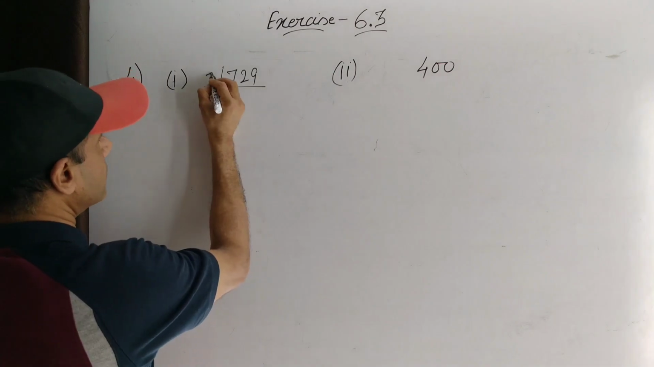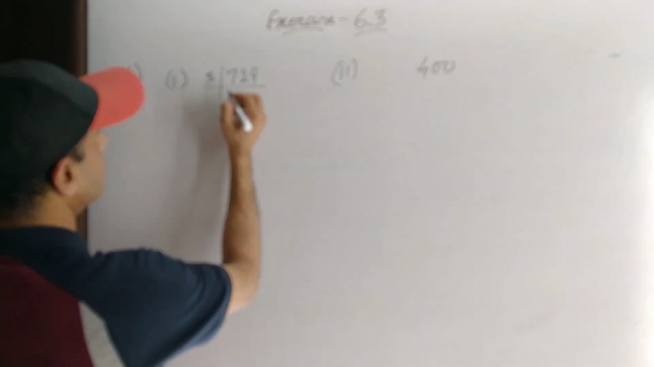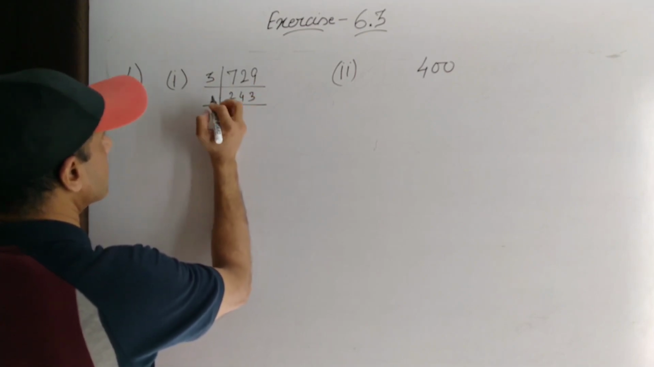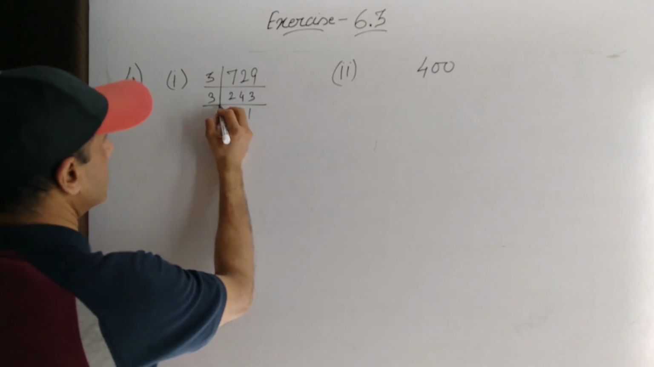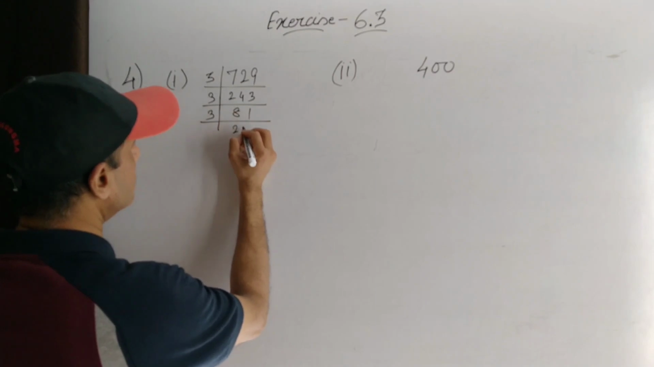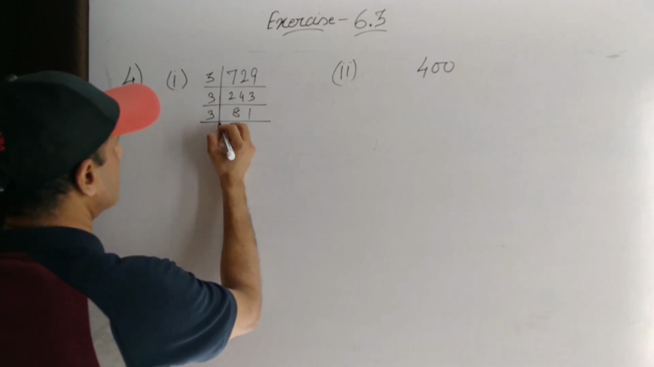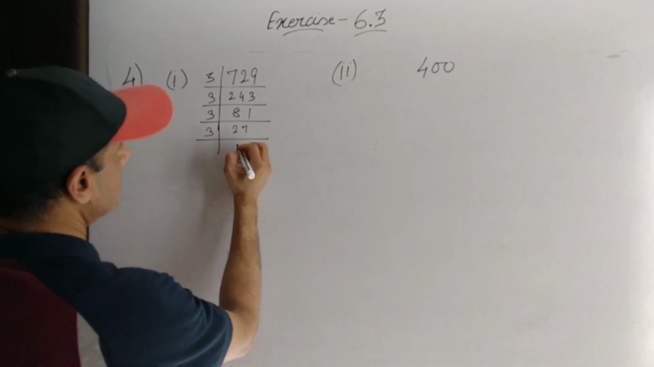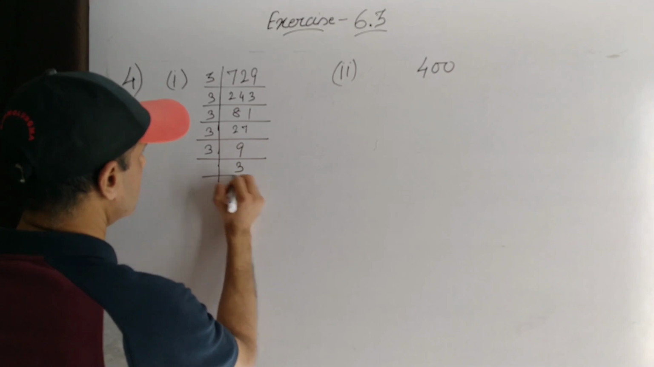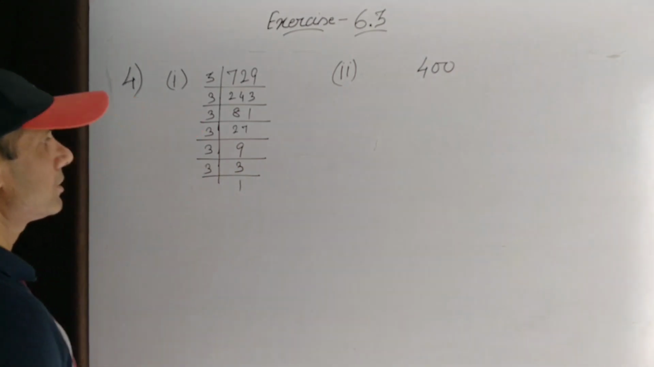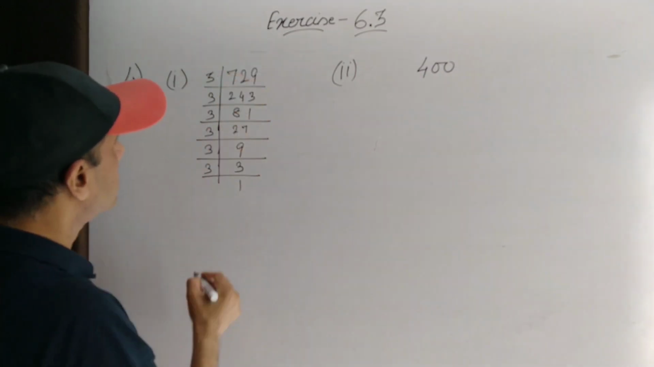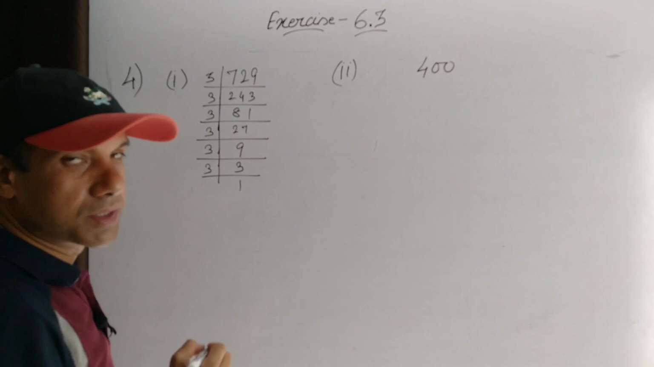729 can be divided by 3, which is a prime number. So we get 243. Again we'll divide this by 3, we'll get 81. We'll divide this by 3 again, we'll get 27. We'll divide by 3 again, we'll get 9, again 3, we'll get 3, and again by 3, the remainder is finally 1. So what we have actually done is found the prime factors of this number.